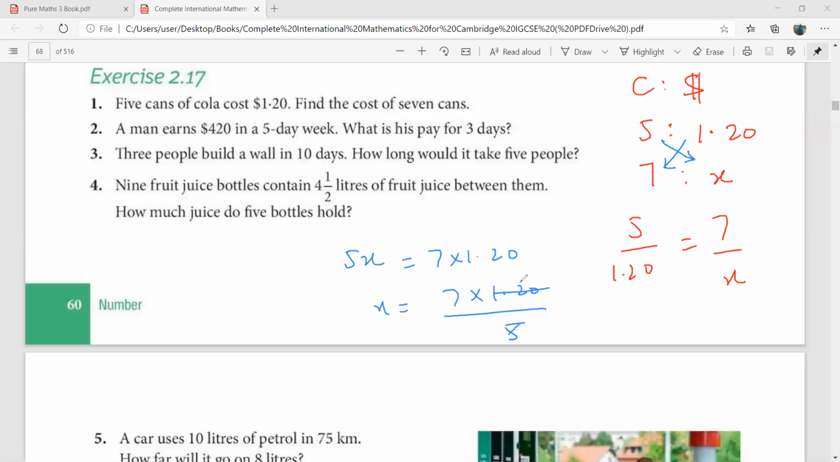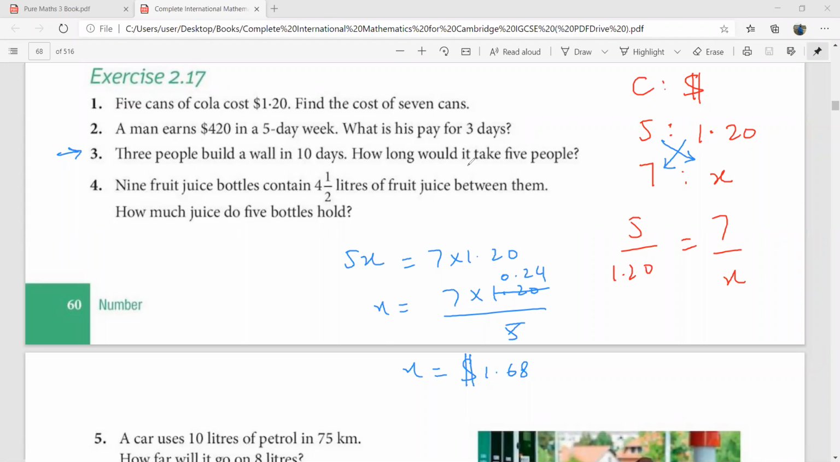You can use your calculators if you want. This is 0.24. So your x is going to be 7 fours are 28, 7 twos are 14, and one point, this is 1.68. Yes, this is $1.68. Okay. If you look at this third question now, it says 3 people build a wall in 10 days.